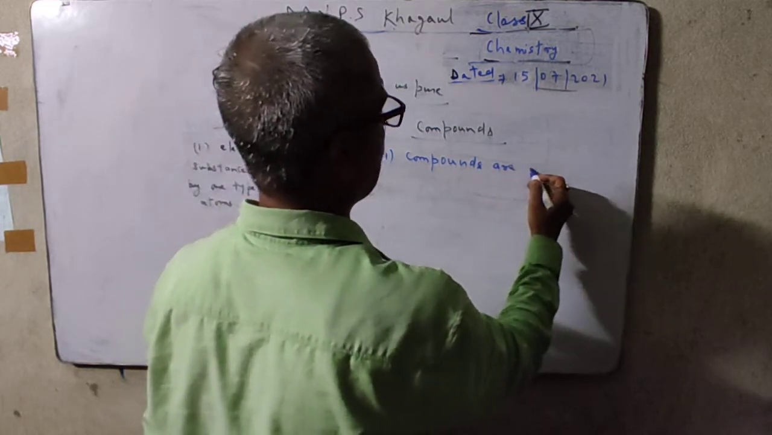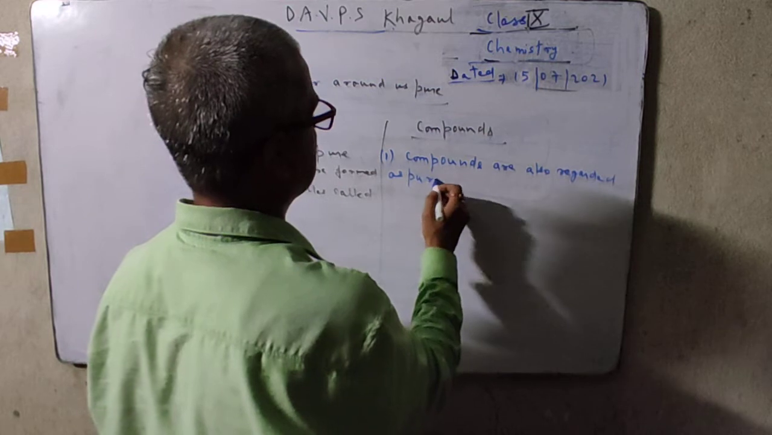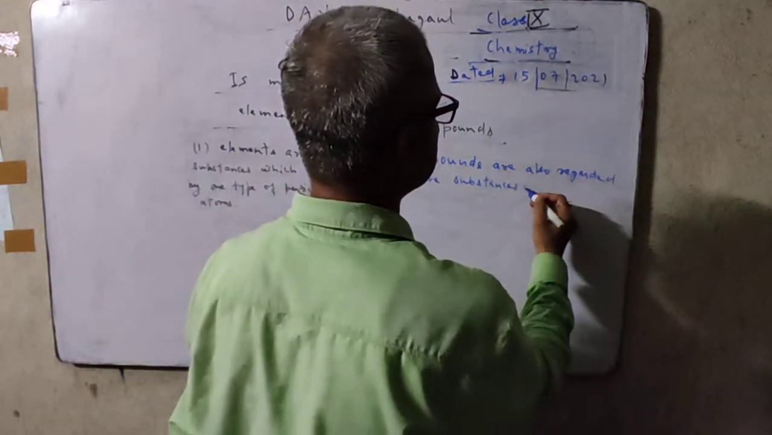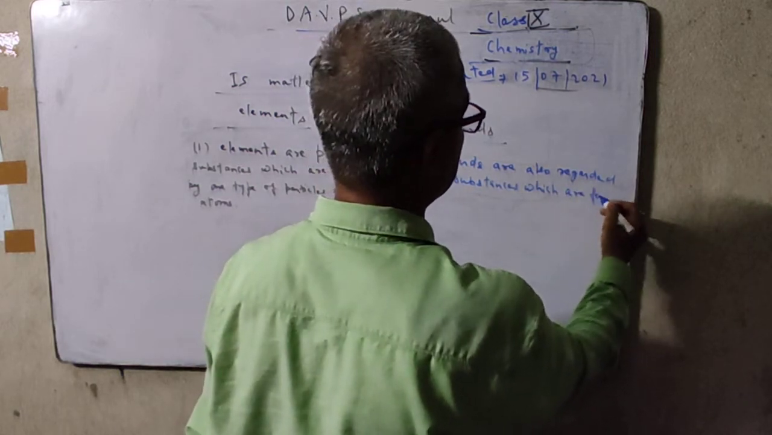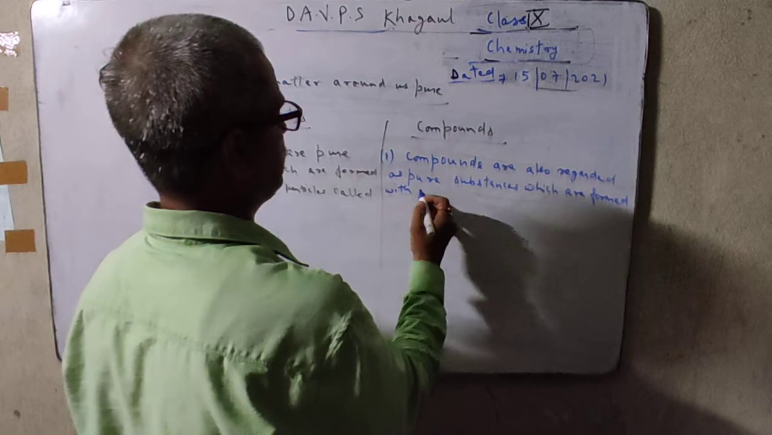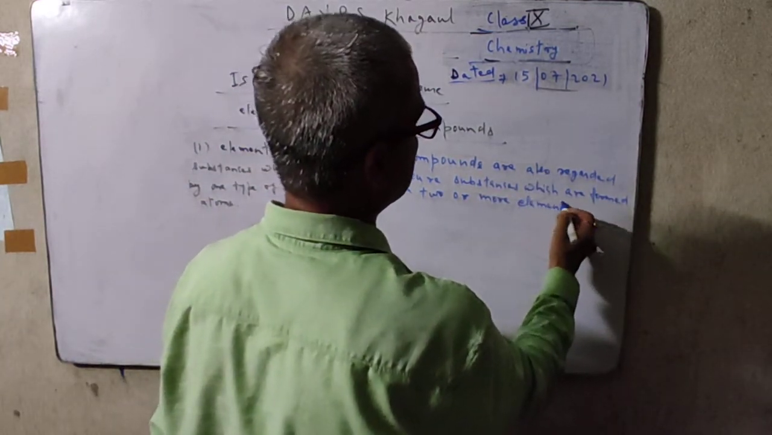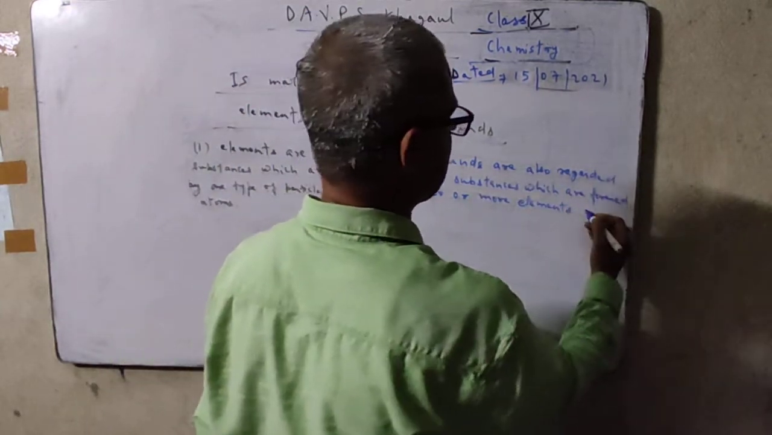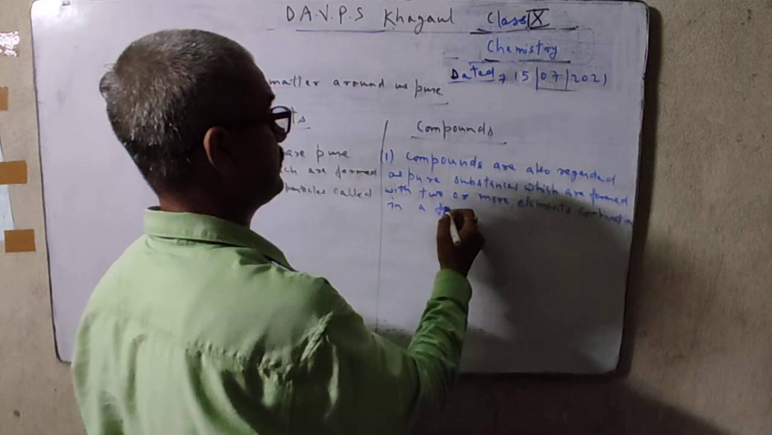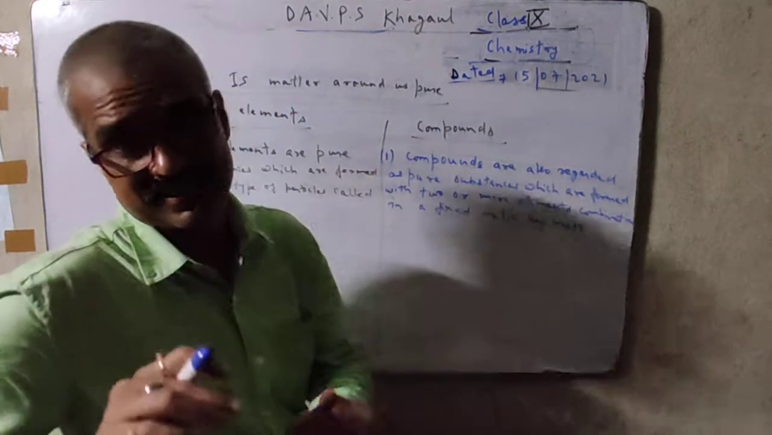Compounds are also regarded as pure substances, which are formed with two or more elements in combination, in a fixed ratio by mass.